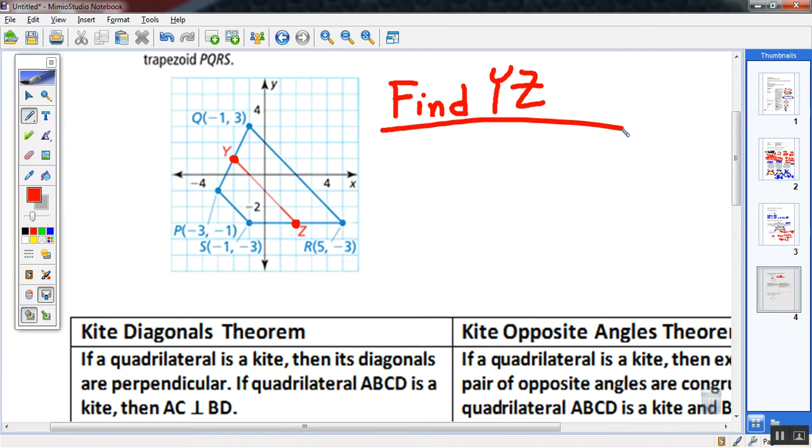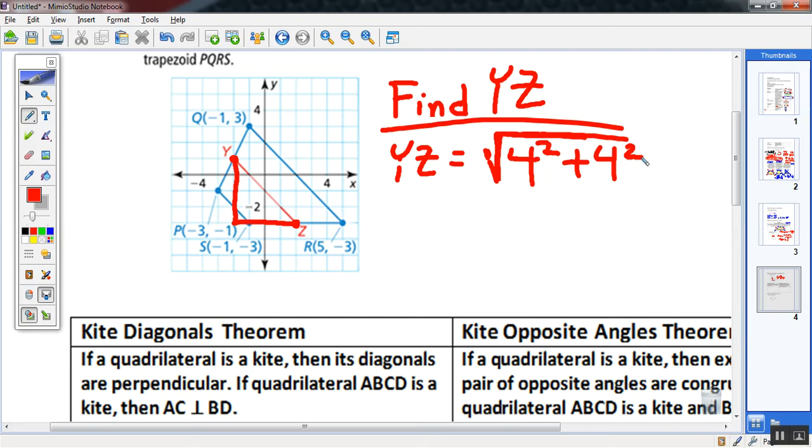Well, let's do this. Y to Z, how far over or down do I have to go? You count it. Looks like 1, 2, 3, 4. 4 units down, is that right? And then right 1, 2, 3, 4. So the distance Y to Z is going to equal the square root of what plus what, kids? 4 squared plus 4 squared. That's 16 plus 16, is that 32? The square root of 32.